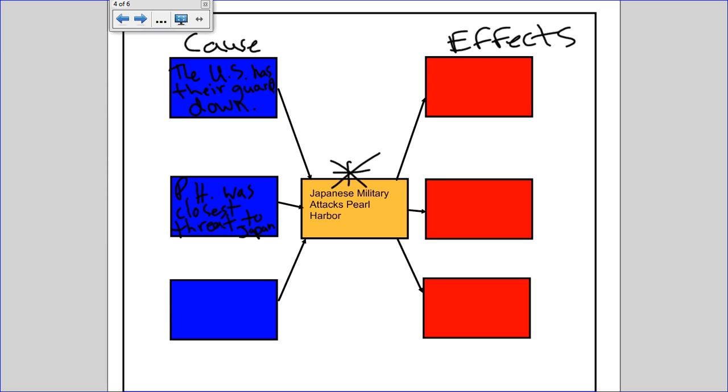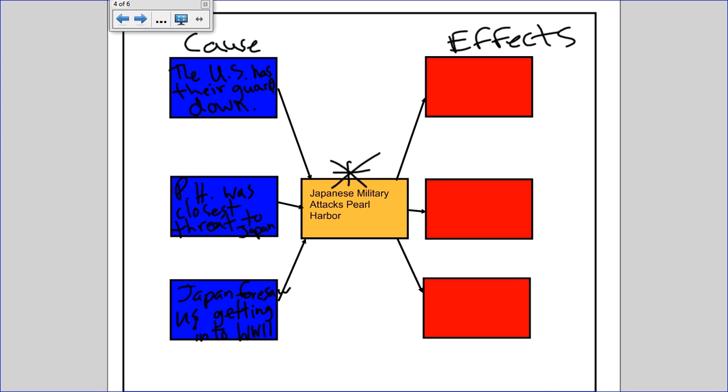Japan foresaw the U.S. getting into World War II. They wanted to attack us before we got powerful and into World War II. So because the Japanese foresaw us getting into World War II, they attacked Pearl Harbor.